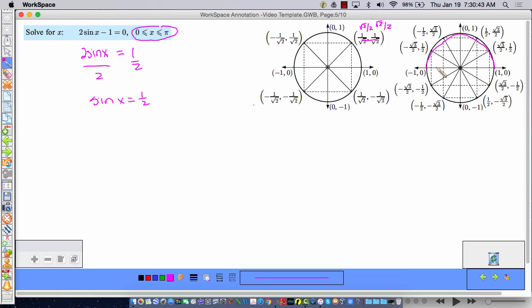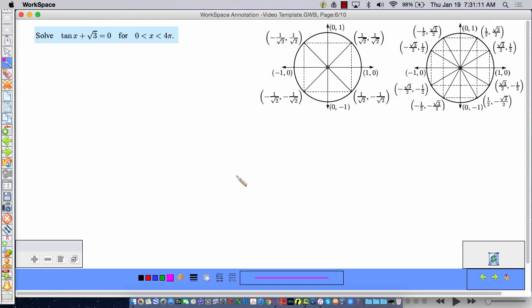There's no magic thing to get the answer. I have to know my unit circle. I have to know where sine is 1/2. That is right here from 0 to pi, and also right here. Those angle measures are pi over 6 and 5 pi over 6. Done. Boom. There you go.